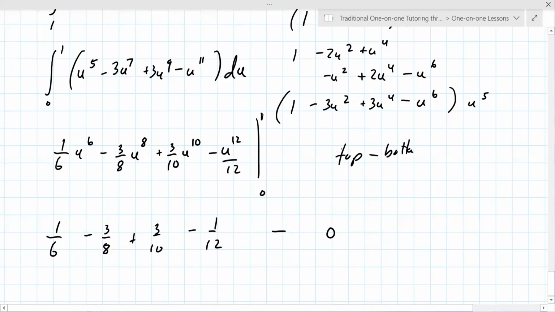So the top bound is 1. 1 to any power is always 1, so you don't need to put in 1 to the 6th, 1 to the 8th, 1 to the 10th. It's just the coefficients. Sorry, I did gloss right over that. 0 to any number is 0. So you just substitute the u's with the bounds. Yes. Okay. All right.